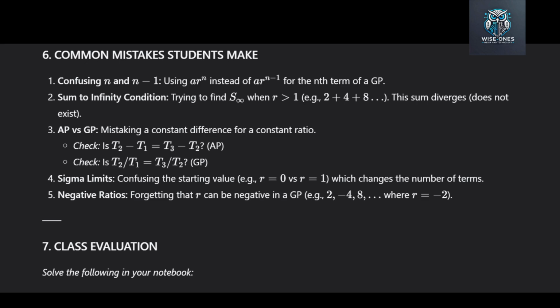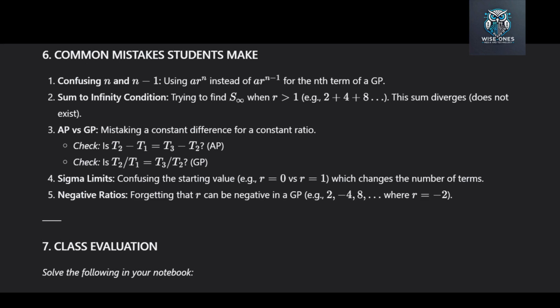Mistake number 5, negative ratios. Forgetting that r can be negative in a GP. For example, 2, -4, 8. Here r is -2. Correction. Watch the signs when dividing.